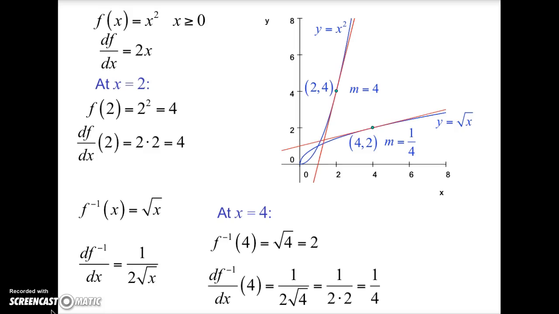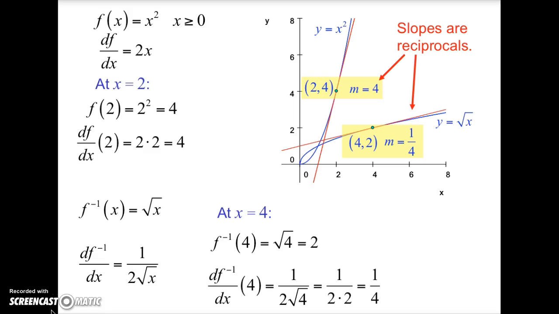So that pattern is not a coincidence. The slopes at corresponding points on inverse functions are reciprocals. So that's a big deal. You see that's in your notes. I tried to write slopes are reciprocals as big as possible so that you'll remember that.